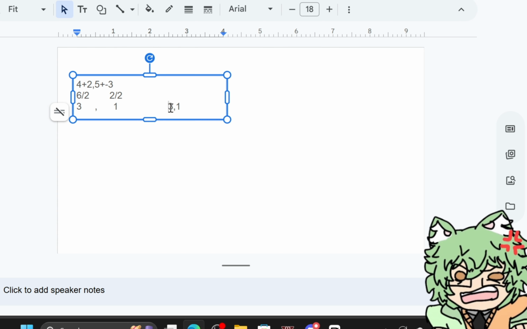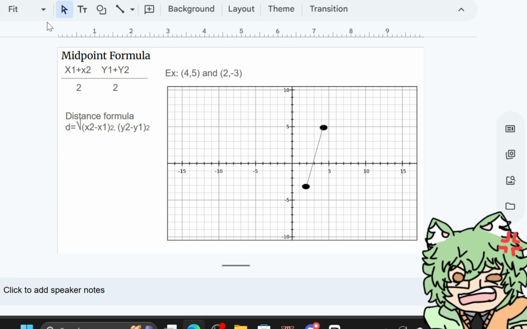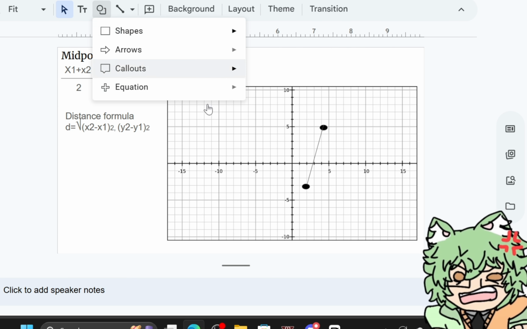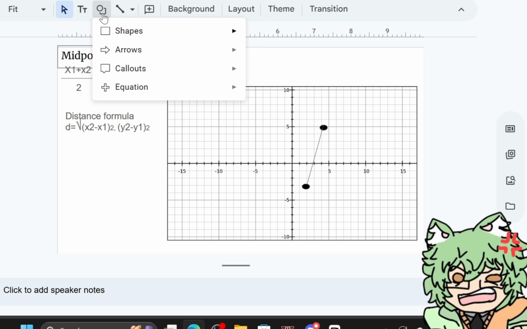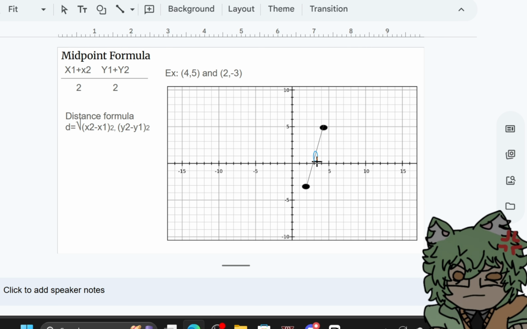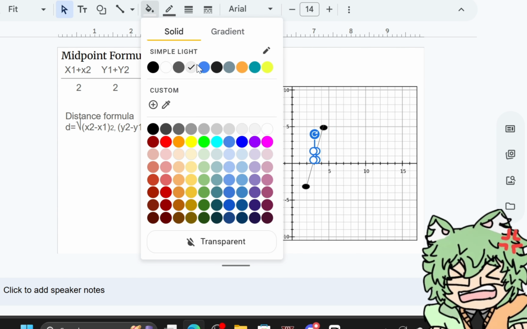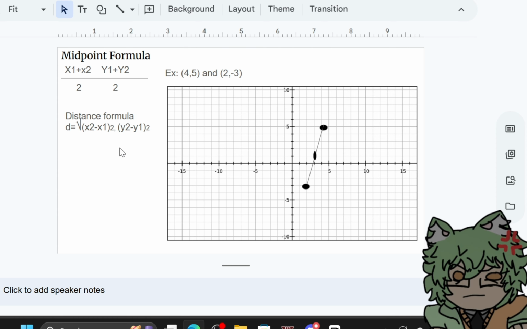Can you graph 3, 1 on a graph? 3, 1 on this graph. 3, 1 is right there, but my line's crooked, so you can't tell if that's right or not. 3, 1. There you go. That's how you do midpoint formula.